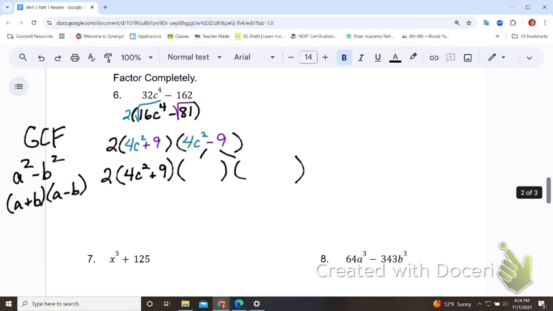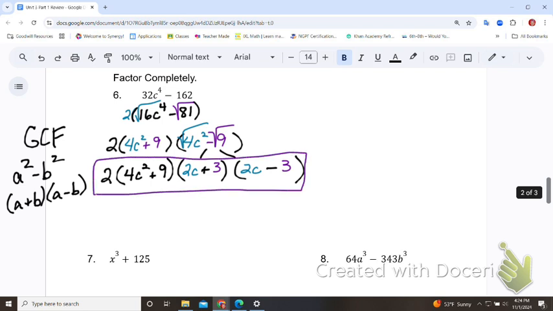So 4c squared is still a perfect square. So 2c and 2c. We know there's going to be 1 plus and 1 minus. And then the square root of 9, 3 and 3. These things could be in different order, but you should have a GCF and then 3 sets of parentheses for this factoring problem. Okay, awesome.